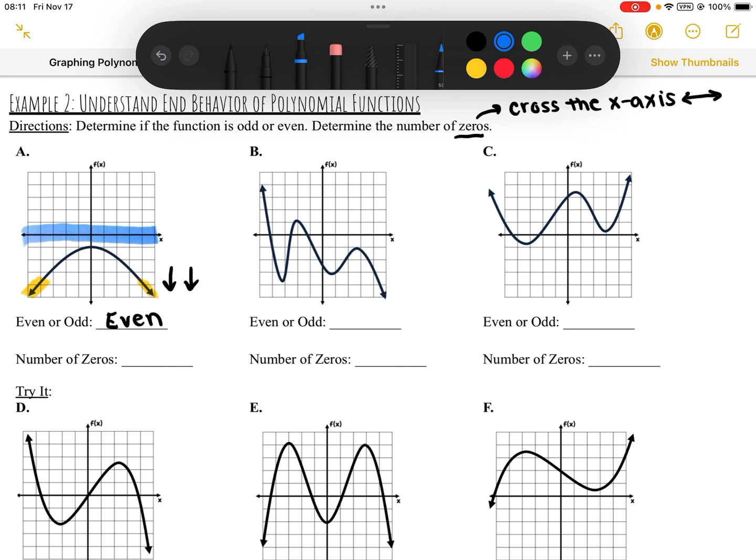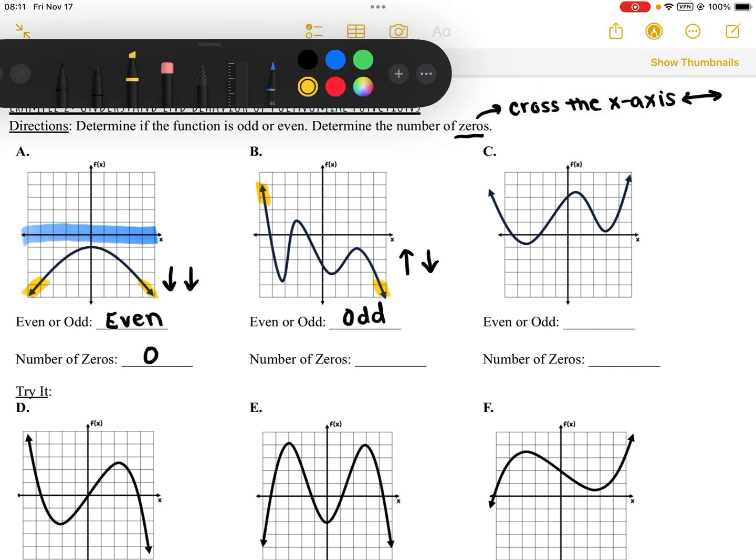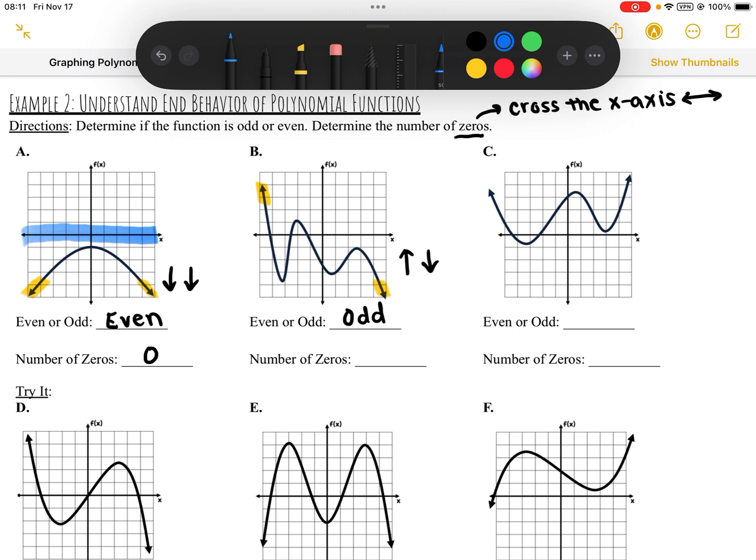Then I'm going to look at my x-axis. Okay, my function does not cross my x-axis at all. So the number of zeros I'm going to have is 0. Looking at B, okay, my left-hand side is going up. My right-hand side is going down. So my end behaviors look like this. Okay, they are opposite directions, so they are going to be odd. Then looking where my graph crosses the x-axis, it crosses right here, here, and here. So 3 times. So there are going to be 3 zeros.